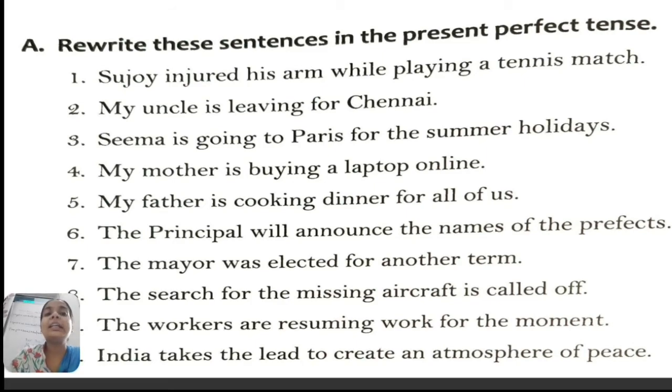Like, Sujoy injured his arm while playing a tennis match. So injured is the main verb which is written in the simple past tense. Now how will you change it into present perfect tense? You do it yourself, then we will discuss later.